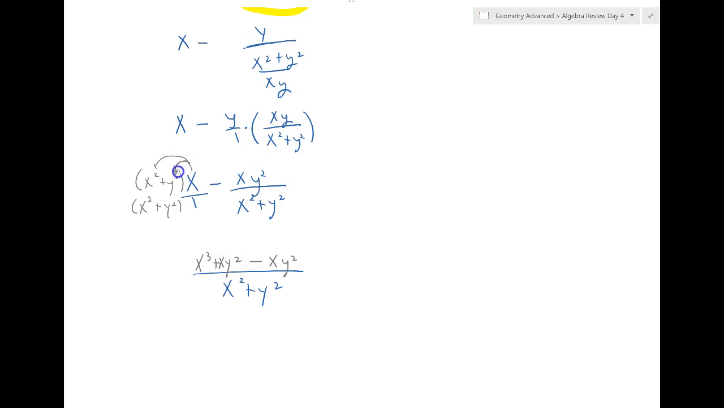Sorry. Everyone see that? Now, when I look at this, I'm going to combine like terms. So now I get x cubed plus xy squared minus xy squared. Make sure I write that so it's a little more readable. Positive xy squared and negative xy squared simplify out to be 0. So then I get x cubed over x squared plus y squared. And that, my friends, is simplest form for that rational expression.